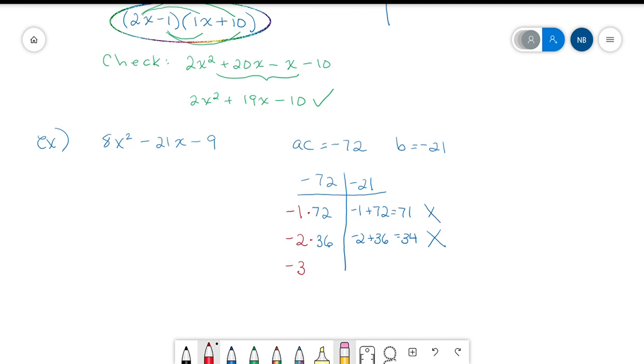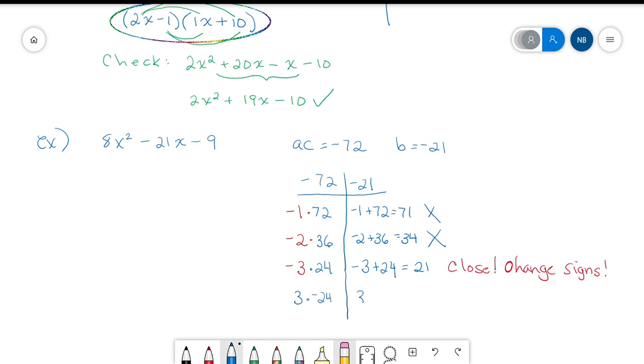Negative 72 divided by negative 3 is positive 24. Negative 3 plus 24 is positive 21. Now we're looking for negative 21, but we are close. And what does it mean when this happens? It means we need to change our signs. Okay, so we're going to use positive 3 and negative 24.